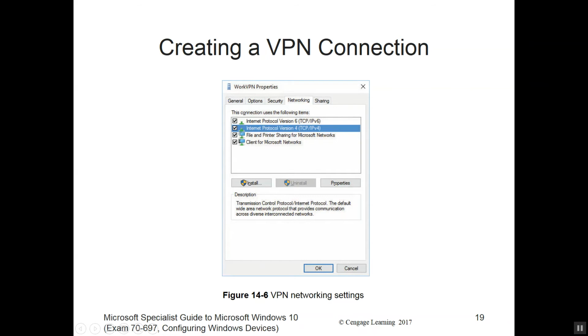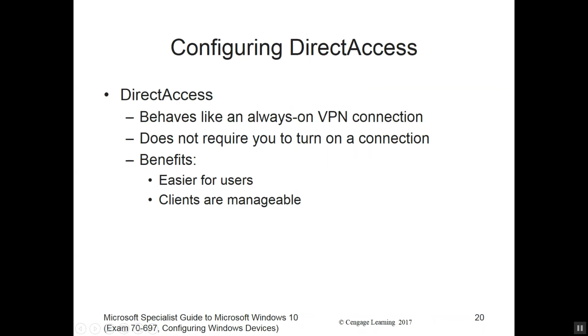So when we're creating the connection, how are we going to create it? Here's our VPN network settings. We've got direct access. It behaves much like an always-on VPN connection. It doesn't require you to turn on a connection. It's like you stayed connected all the time. And the benefits are it's easier for users and the clients are easy to manage.